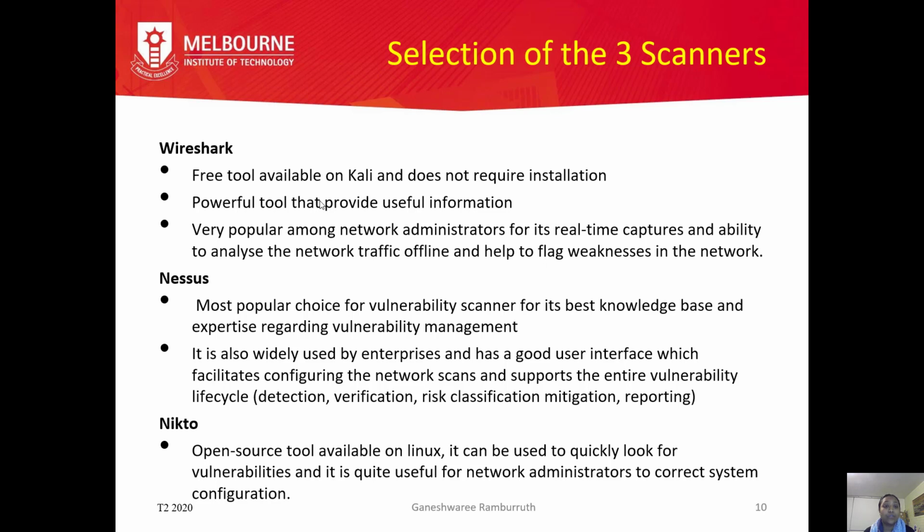So Wireshark is basically a powerful tool that provides useful information, and is very popular among network administrators for its real-time capture and ability to analyze network traffic offline. It also flags weaknesses in the network. And the Nessus web interface is intuitive and very simple to configure. Nessus facilitates configuring the network scan and supports the entire vulnerability lifecycle. And lastly, we will be using Nikto, an open source tool which can be used very quickly to look for vulnerabilities, and it is quite useful for network administrators to correct system configuration.